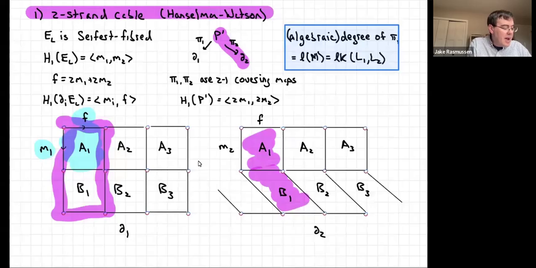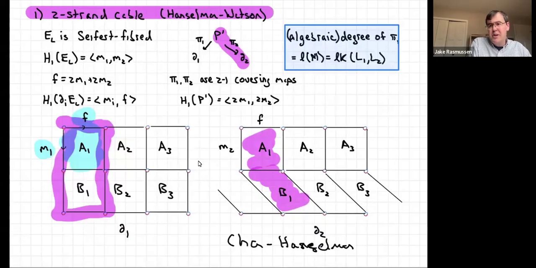I should say that this case was originally described by Hanselman and Watson, not quite in this way. And more recently, Chen and Hanselman have given a generalization of this picture that applies to complements of one-bridge braids. And there, for complements of one-bridge braids, again, you expect that you get covering maps here.